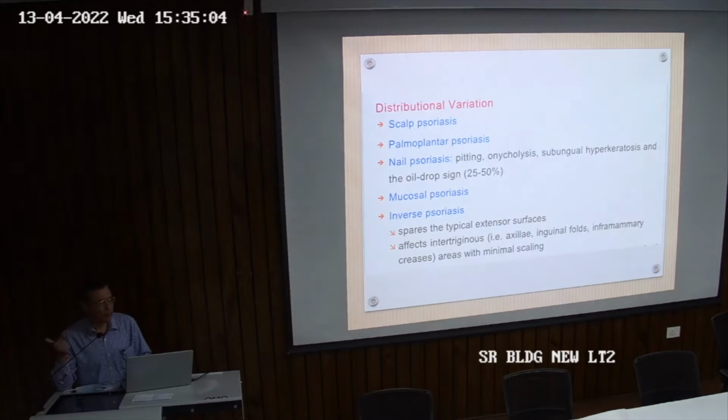Mucosal psoriasis can be there. Inverse psoriasis can be there. Inverse of anything is opposite to what we were discussing in a normal case. Normally we discuss that it presents over the extensors, over the elbows, over the knees. Then in inverse, it spares the typical extensor sites and affects the intertriginous region. So just remember the common presentation, that is more than enough.